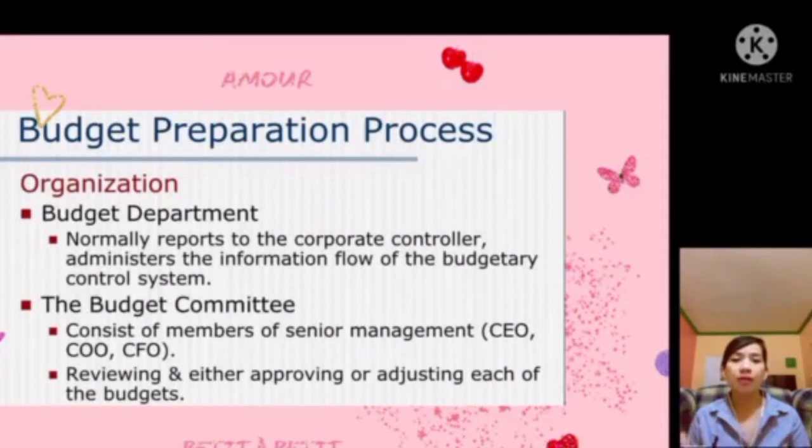Organization: the budget department normally reports to the corporate controller, who administers the information flow of the budgetary control system. The budget committee consists of members of senior management, the CEO, the COO, and the CFO, reviewing and either approving or adjusting each budget.